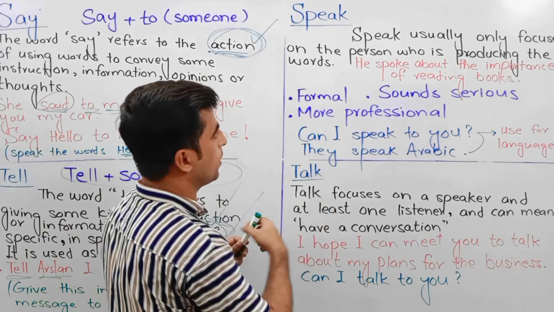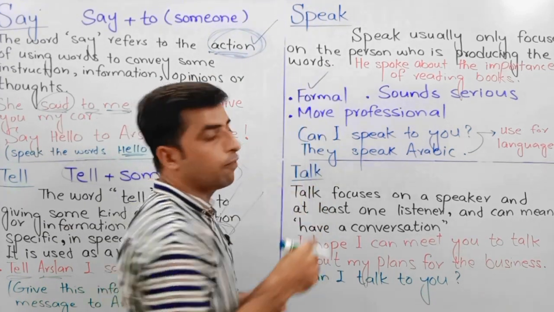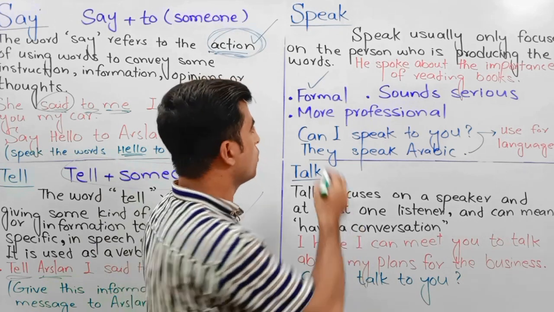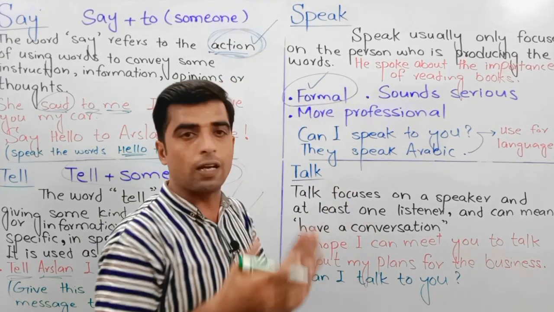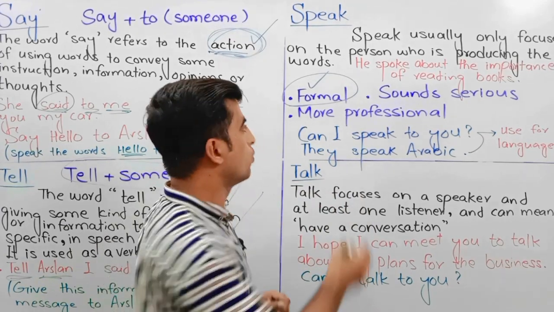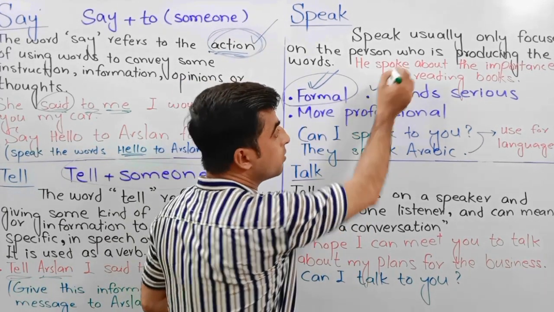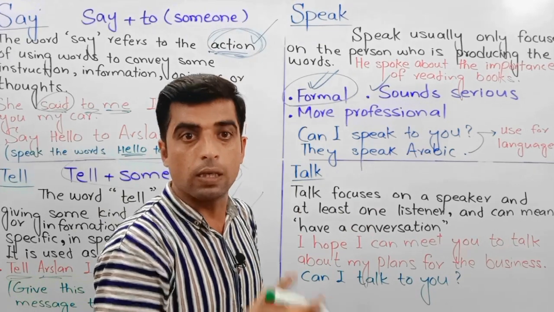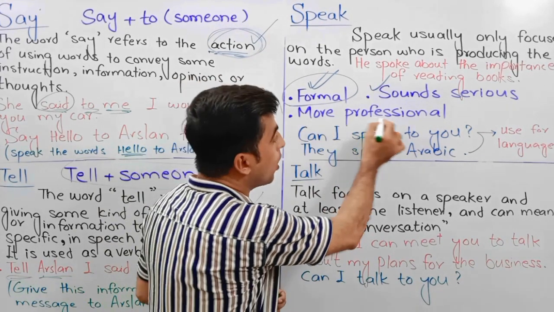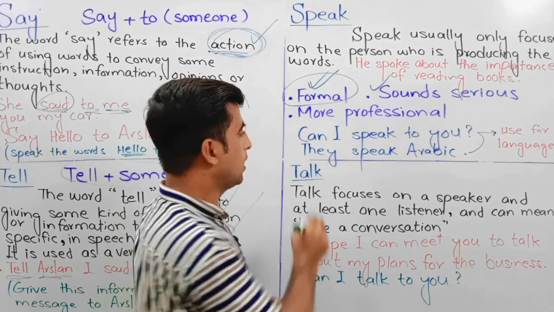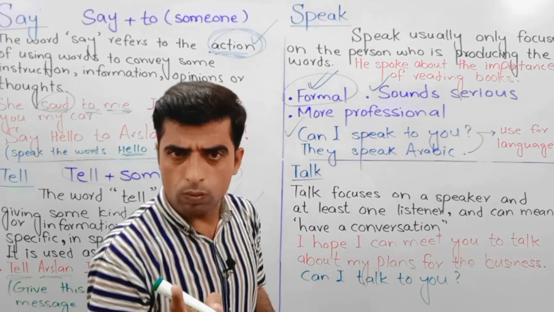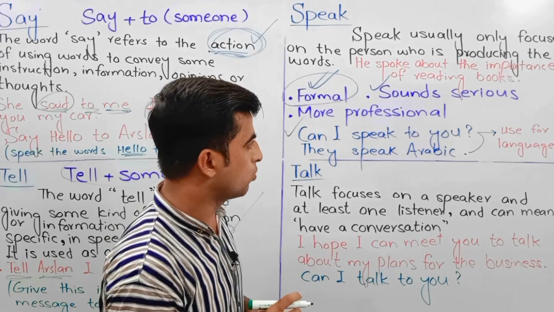So when do you speak? Speak is used in a formal way. For example, when we are in an office, in a business meeting, we use the word speak. It sounds serious, more professional. Speak is more professional than talk. Example: can I speak to you?